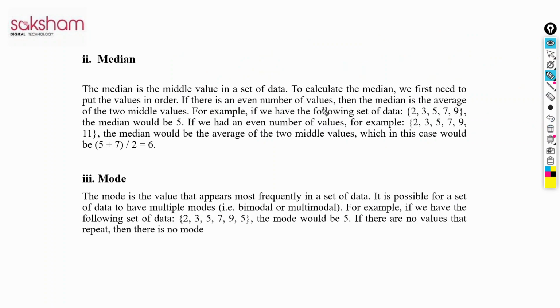Let's take an example for even values: 2, 3, 5, 7, 9, 11. If we write this in unordered form, like descending or any other form, such as 3, 2, 7, 5, 9, 11, we will not be able to find our median. So we make this data ascending: 2, 3, 5, 7, 9, 11. You can see our values are in even form.